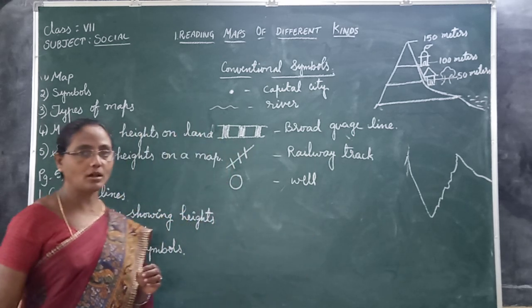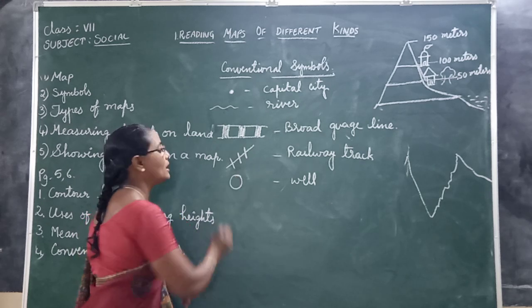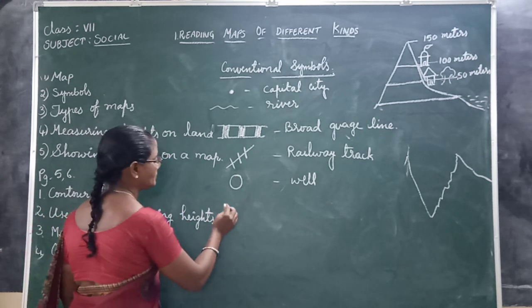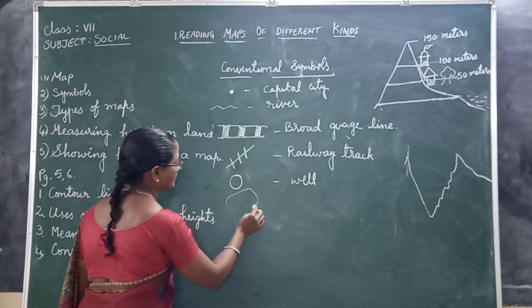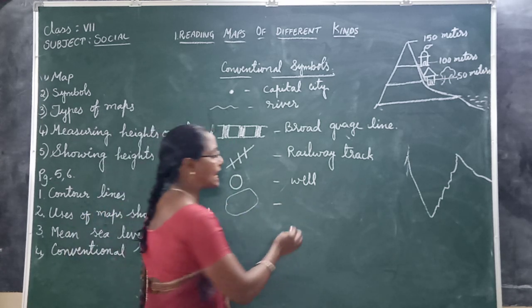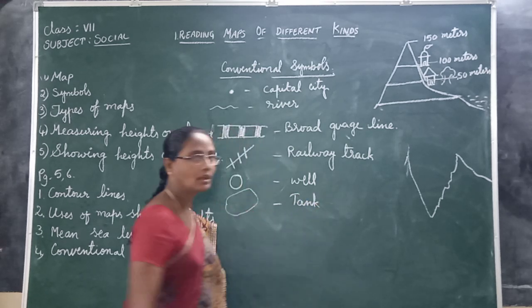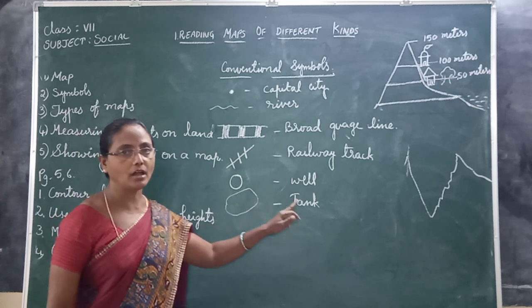This is the symbol of the well. Circle is the symbol of the well. This is the symbol of the tank.